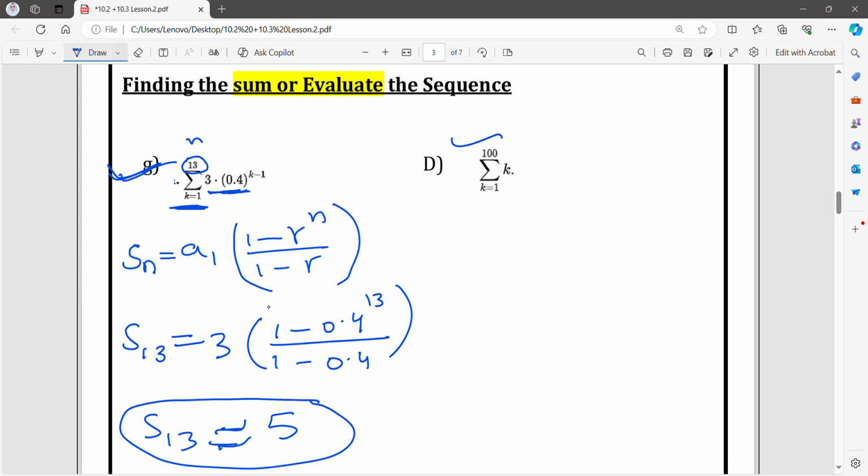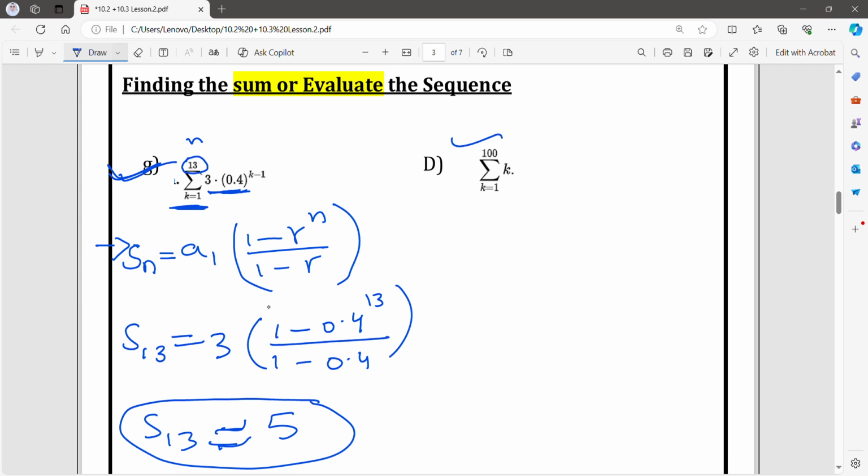So whenever the question is find the sum or evaluate and the sequence is geometric, you have to use this formula. And for this formula, the sequence should be finite. Finite means that you should know how many terms you have. Here we know we have 13 terms. Then you have to use this formula whenever the sequence is a finite sequence. For the infinite, we will discuss in the next example.